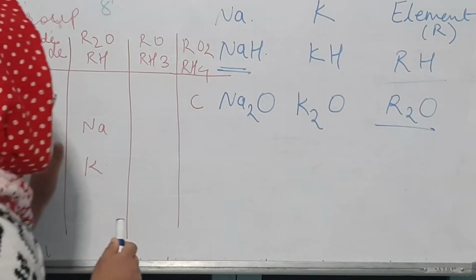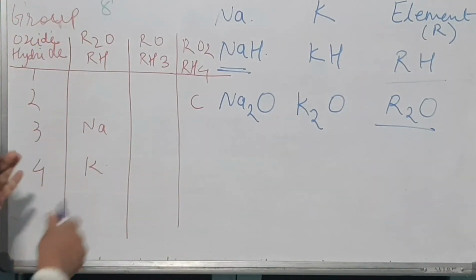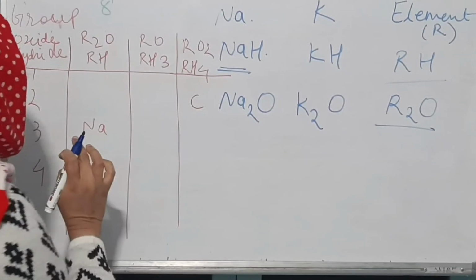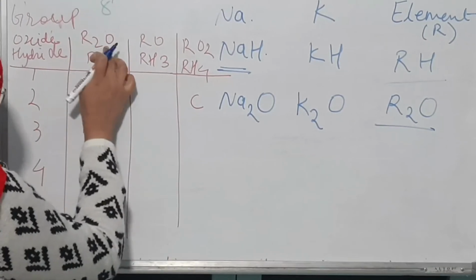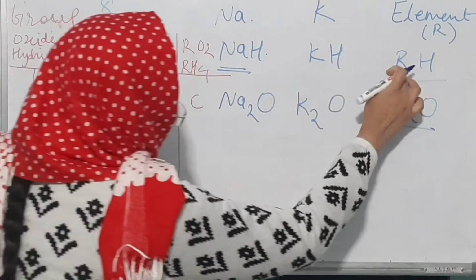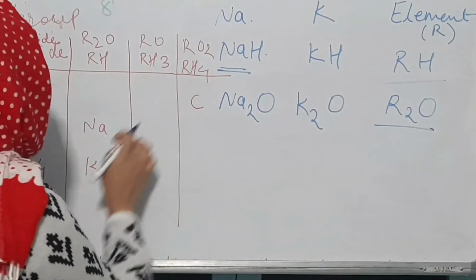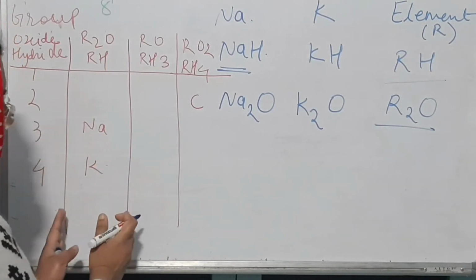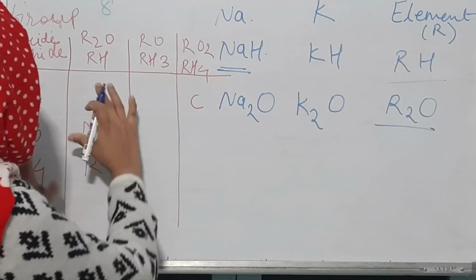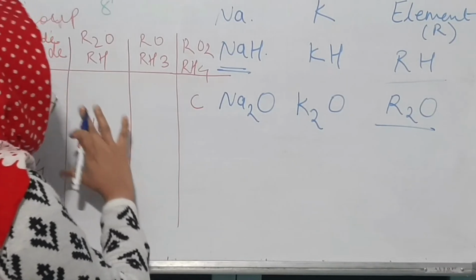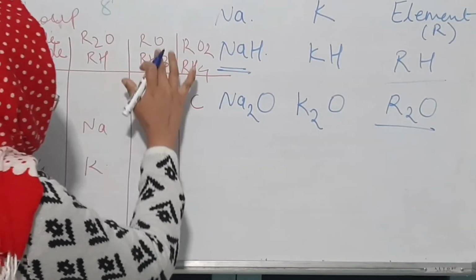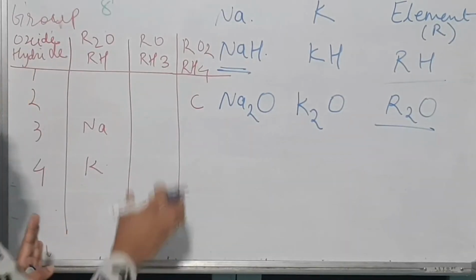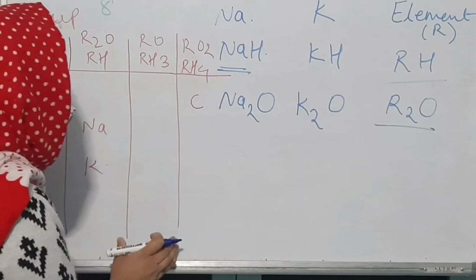When you look at the table, at the top of each column you will find the formulae for oxides and hydrides. For the first column we have the formulae R2O and RH. This we have seen. Here sodium and potassium are placed in this column, grouped in one column. Why are they grouped together? Because they show the same physical and chemical properties. Similarly, in column 2, or group 2, there are elements which show the same physical and chemical properties.